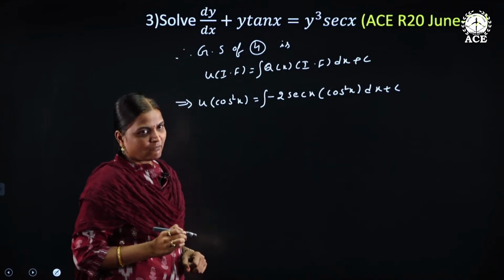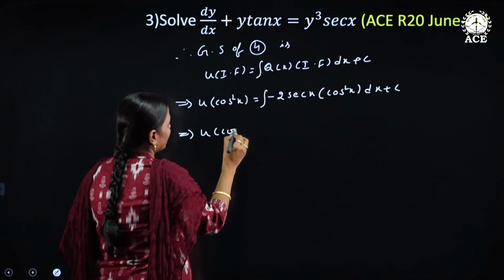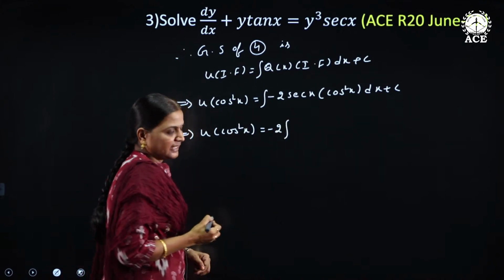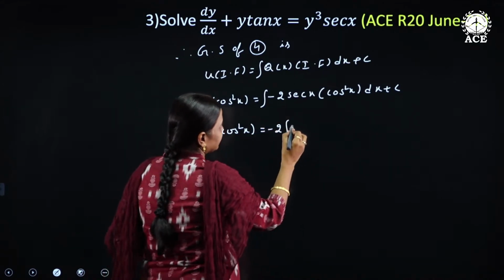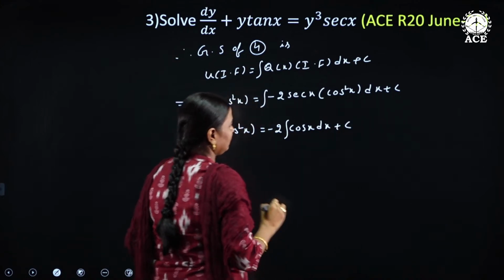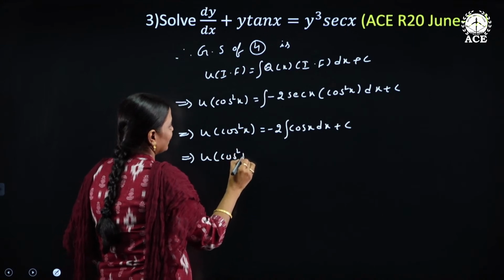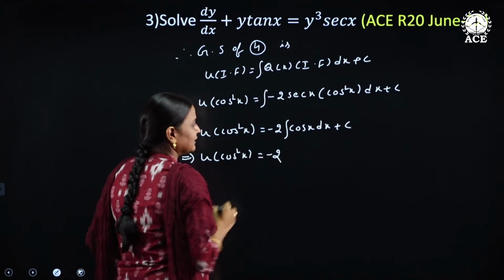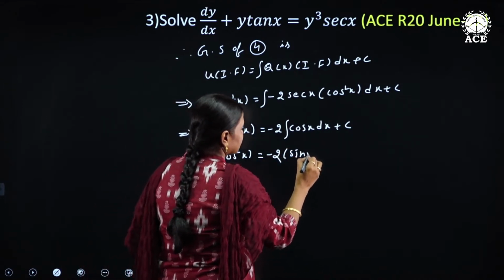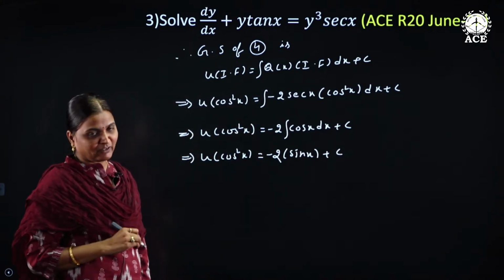Secant x can be written as 1 by cos x. If we simplify the RHS, u into cos square x is equal to minus 2 into, here secant and cos x get cancelled, that is equal to only cos x into dx plus c. What is the integration of cos x? Again, u into cos square x is equal to minus 2 into integration of cos x, which is sin x. Sin x plus c is the general solution of equation 4.